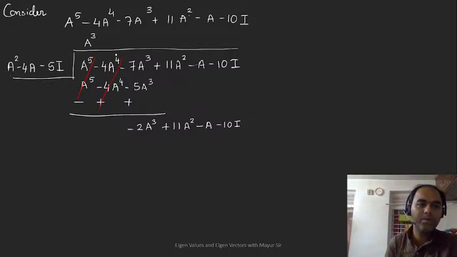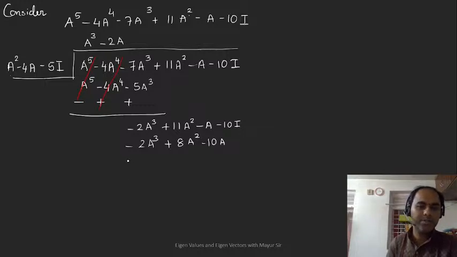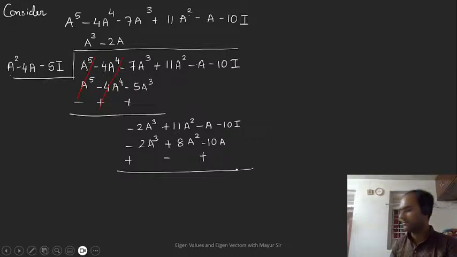Now you have minus 2a, so minus 2a cube, then you have plus 8a square, and then there is minus 10a. So this is plus minus plus. Are you getting this? Are you comfortable?